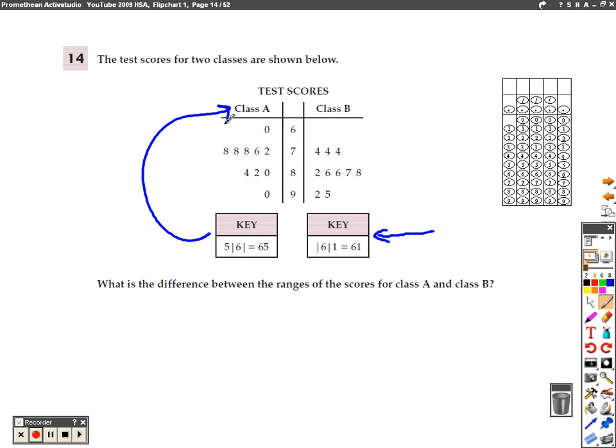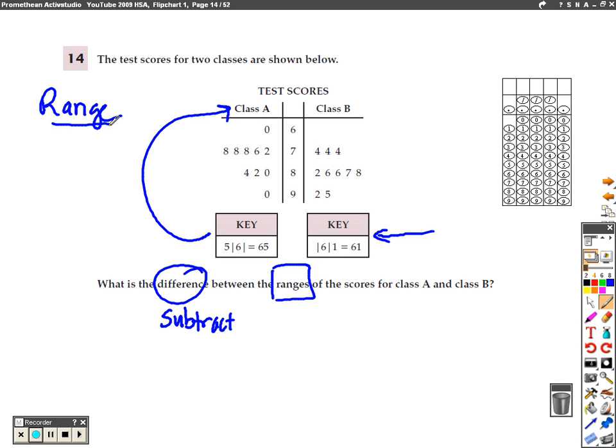What is the difference? The word difference tells us that we're going to subtract between the ranges for class A and class B. So we first of all have to calculate the range for class A, and I'm going to show that work over here on this side with class A. And then we have to show the range for class B, and I'm going to do that over here. Remember, the range is the difference between the highest value minus the lowest value.